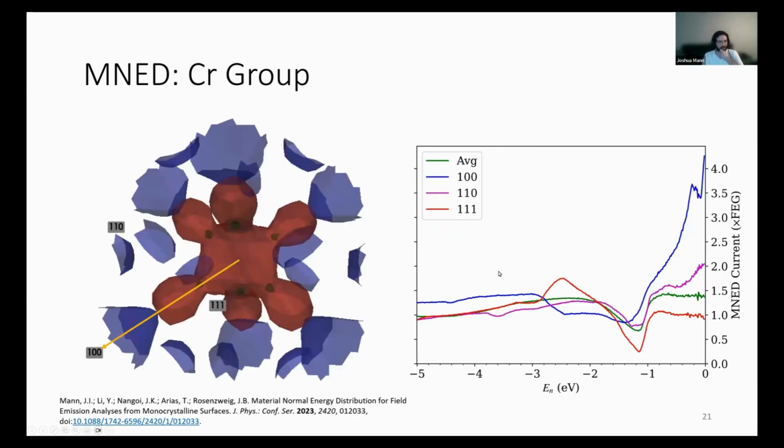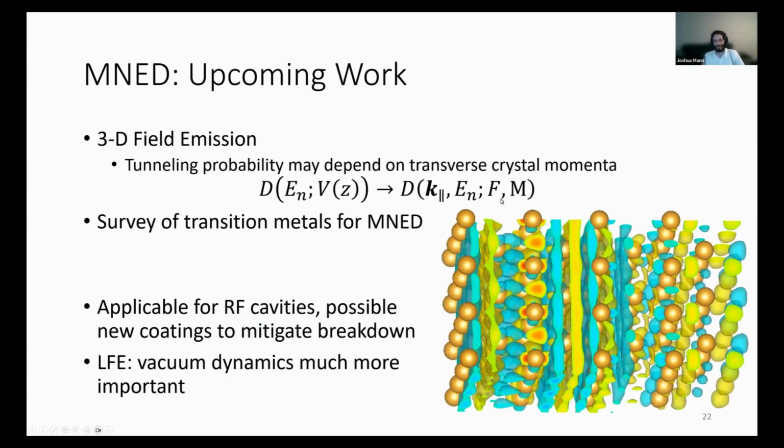And if we go back to the chromium group or this tungsten Fermi surface, we can go back to that 100 result and see that, in fact, we do approach about a 4 times scaling for the free electron gas current. So that's a nice result. And of course, we have some upcoming work for this as well. I did specify that the tunneling probability is going to be mostly dependent on the normal energy of your state, but it might also be dependent on the transverse crystal momentum of your state. We're not sure how much yet, but that's why we want to investigate this.